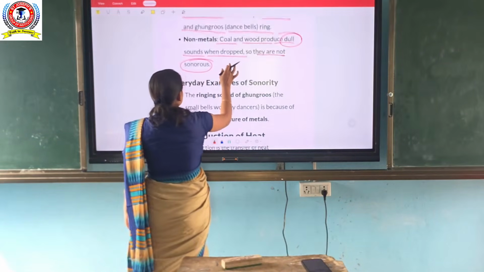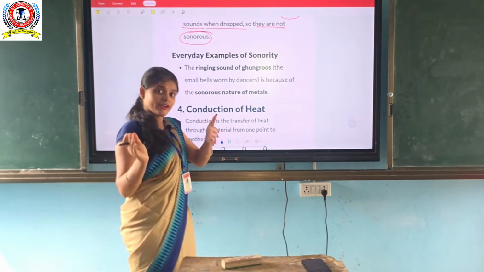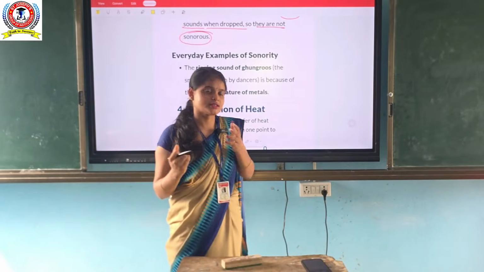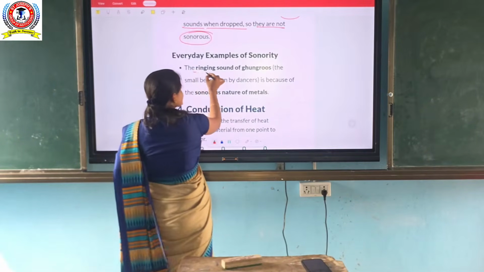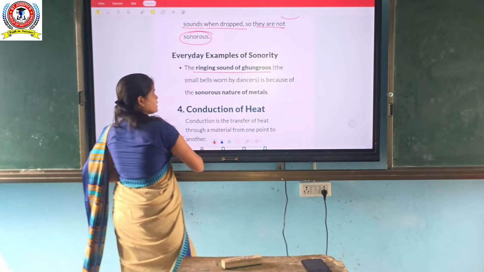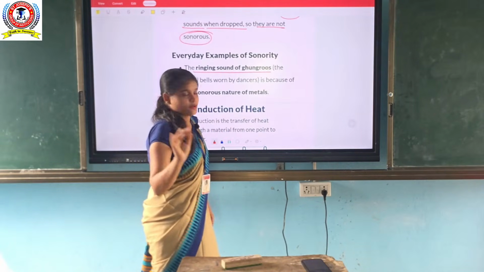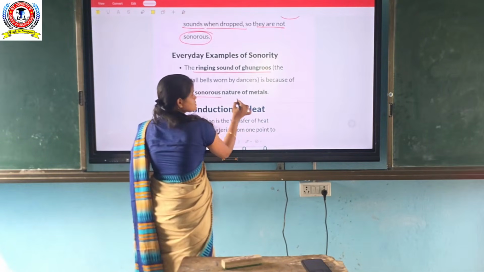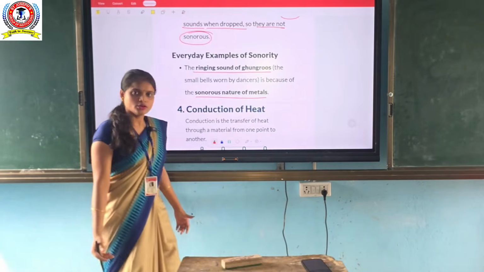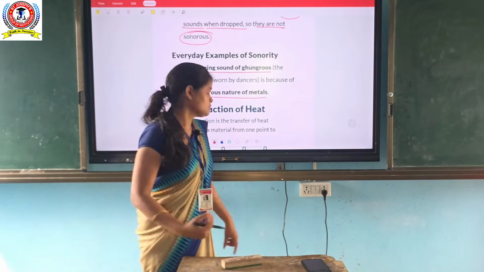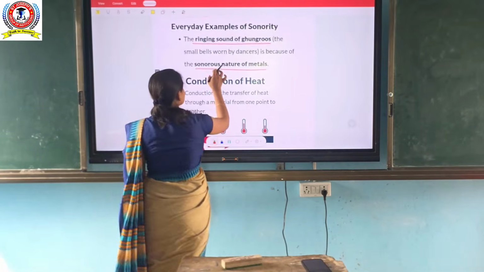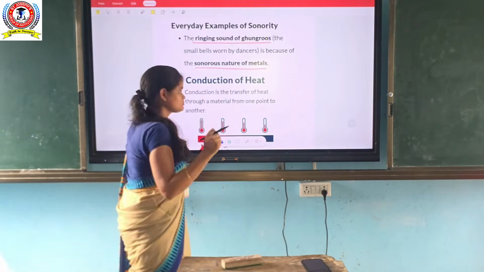So I give real life examples of sonorous. One is the ringing sound of a ghungru, the one worn by the classical dancer, because it is sonorous in nature. And we know that a ghungru is made of metal. Another example I give is the school bell.